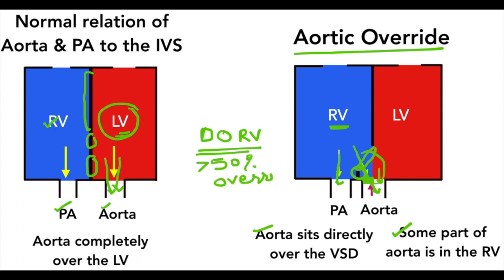So in simple words, what is override? Some part of the aorta is in the right ventricle. Aorta sits directly on the VSD and some part of the aorta peeks into the right ventricle, so that some part of the right ventricle blood goes directly into the aorta. This is what we call aortic override.